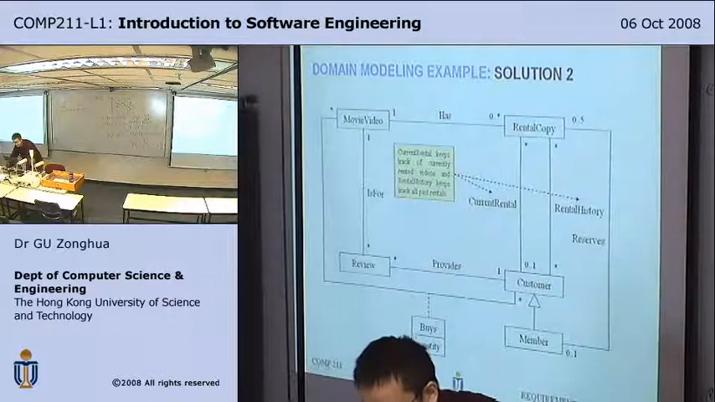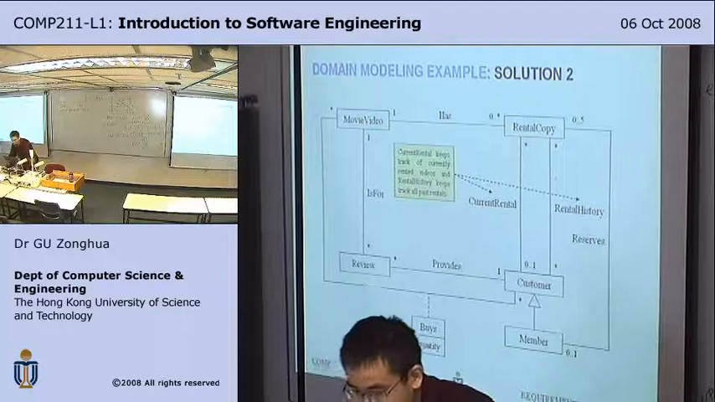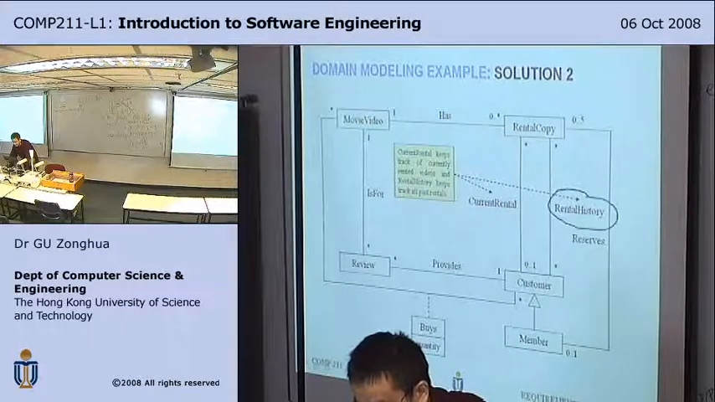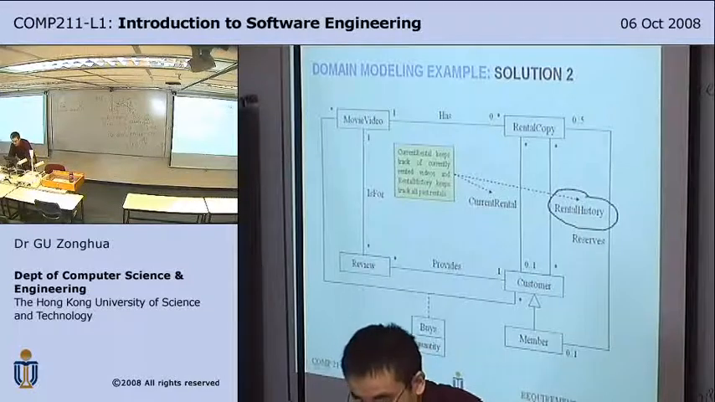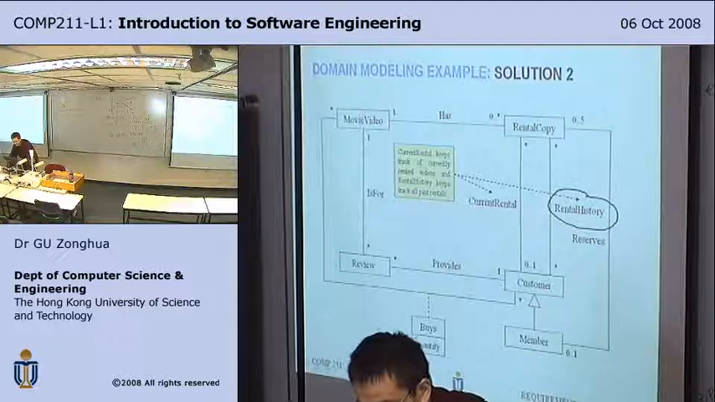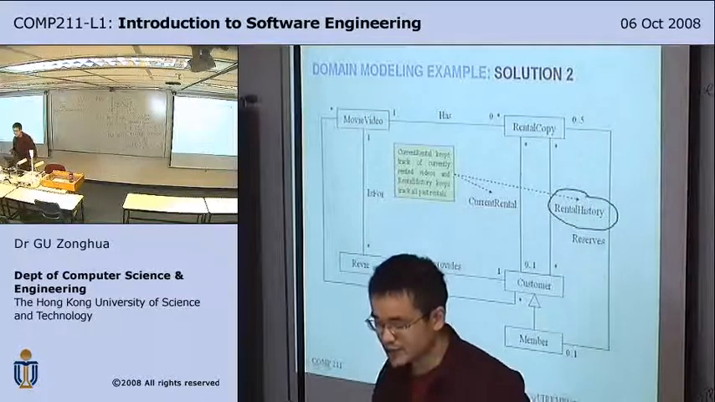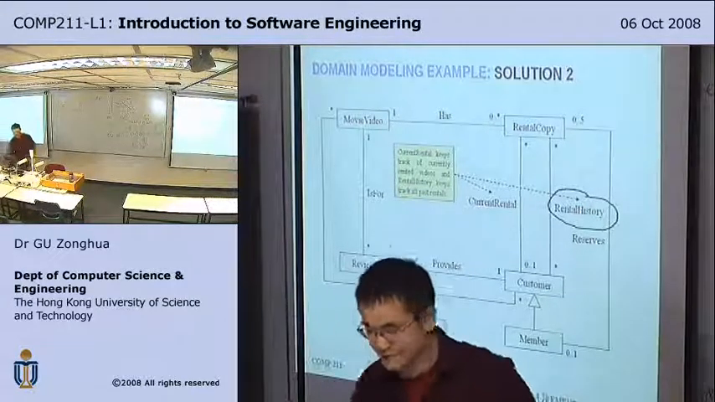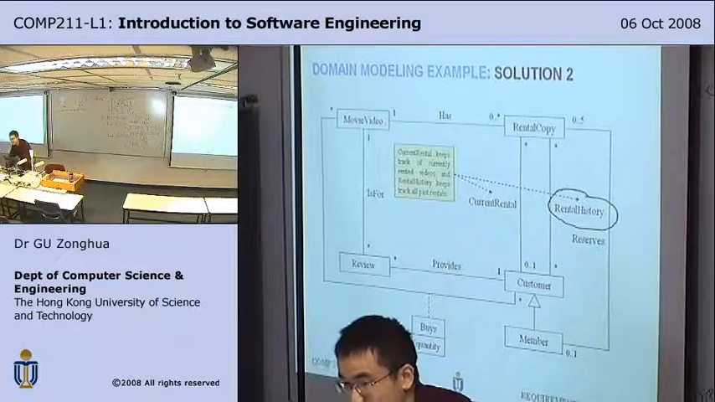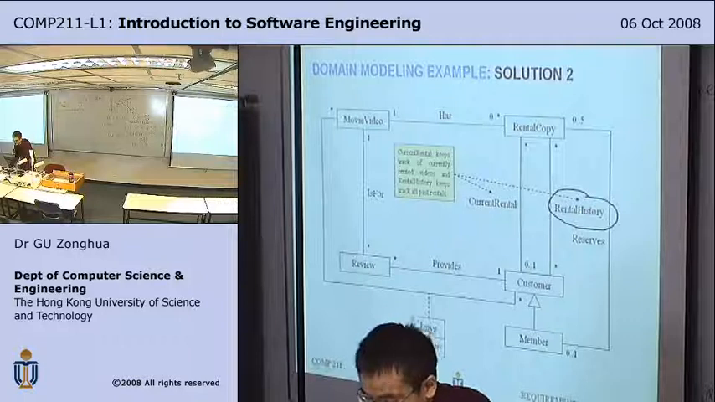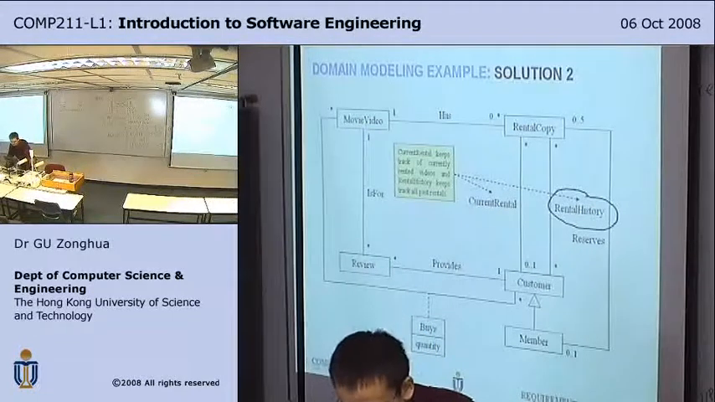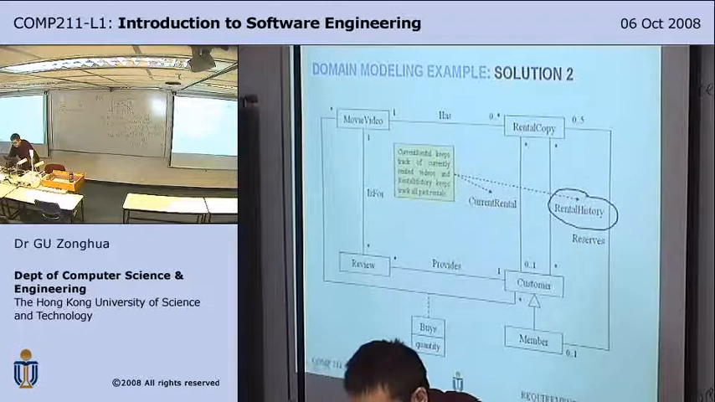And now this second solution adds a new association between customer and rental copy called rental history. Because current rental only keeps track of the currently rented videos, but it loses track of all the history information. So you may want to keep track of the history for statistics purposes, right? Some videos are rented very often. You buy more copies to put in the store. Some are rarely rented. Then perhaps you remove it. So it's useful.